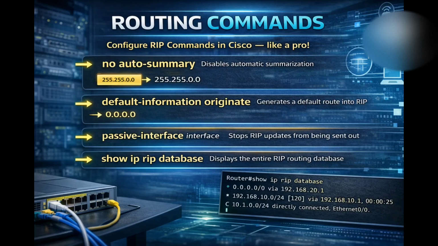Now, passive-interface, followed by the interface name. This stops RIP updates from being sent out of that interface, but the network is still advertised. Great for security and reducing unnecessary traffic.